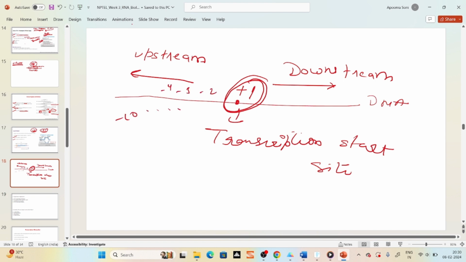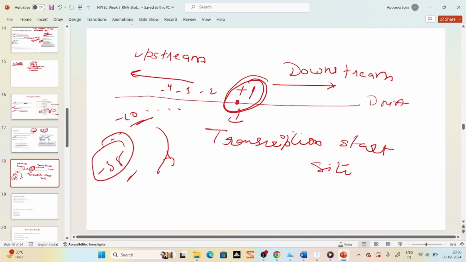It comes to -10, and it goes to -35. So the sequences at -10 and -35 are the promoter regions where the RNA polymerase comes and binds, and downstream are like +2, +3, +4. The side to the left of the transcription start site is known as upstream sequences, and the right side of the transcription start site is known as downstream sequences.